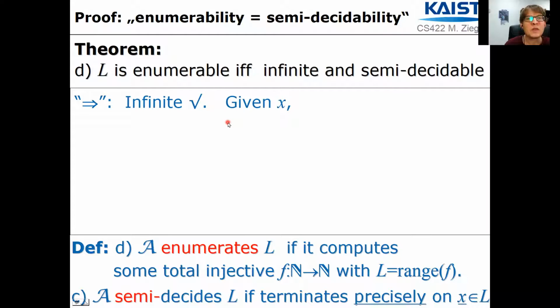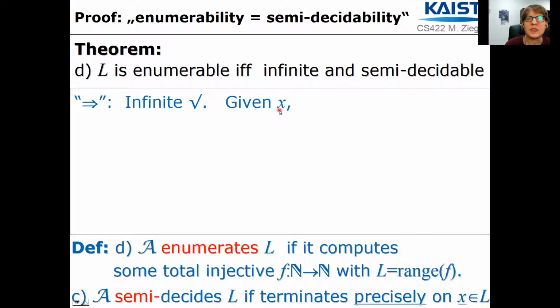And the first direction is: suppose that L is enumerable, meaning that there exists an algorithm that computes this total injective function whose range exhausts precisely the set L. The first observation is that this function is injective and the domain is infinite, therefore also the range must be infinite. That means we have indeed an infinite set at our hands. And the second part, being semi-decidable: let's describe an algorithm that semi-decides this problem.